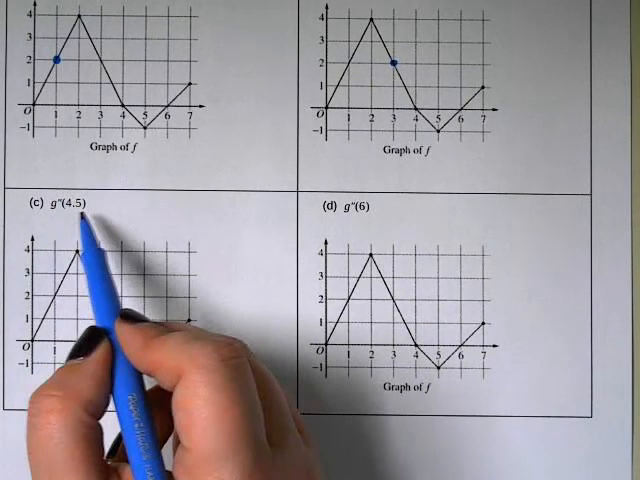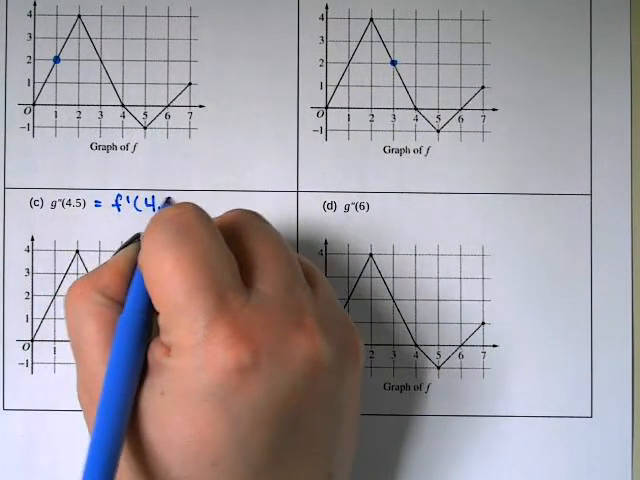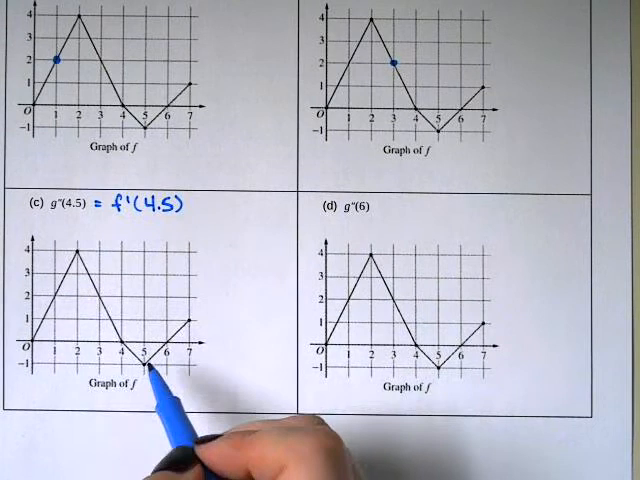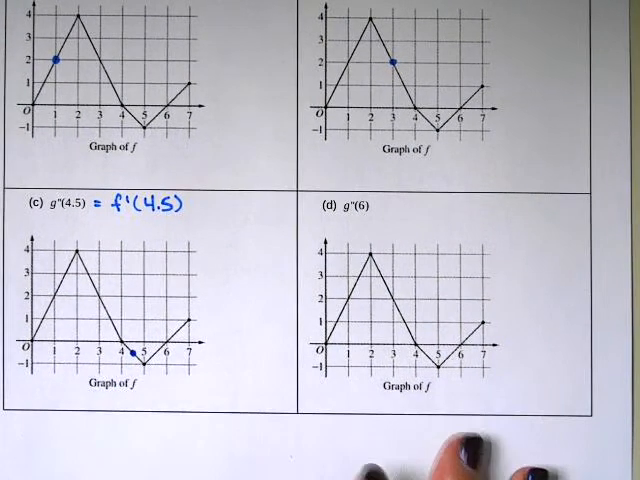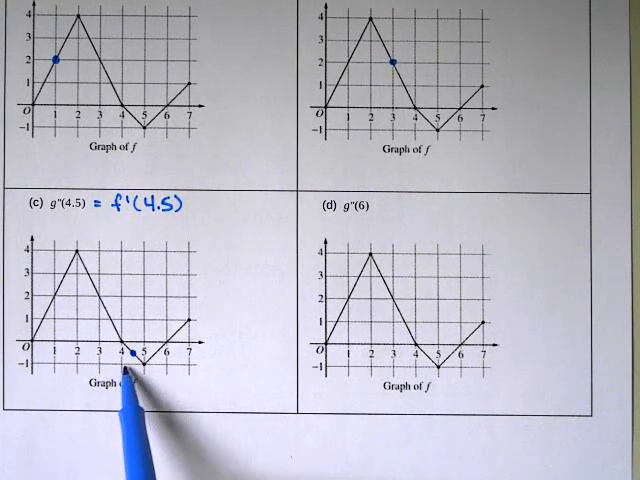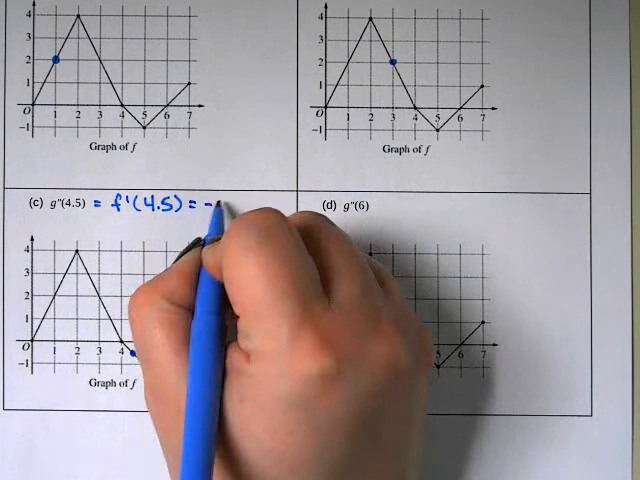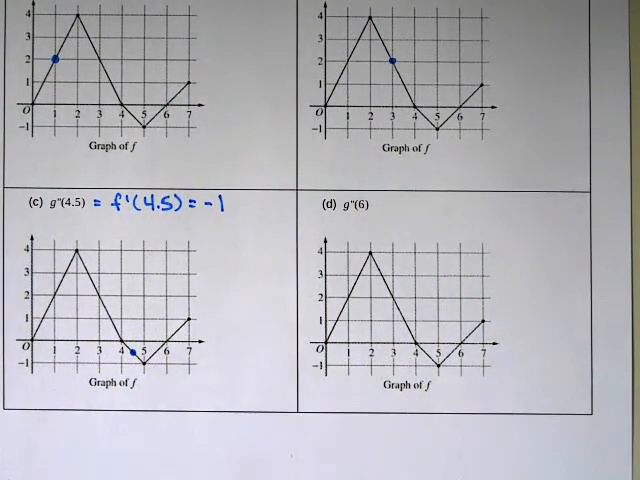G double prime of 4.5 means we want f prime of 4.5. So we want the slope of f at x equals 4.5, which is roughly right here. But the slope of this line segment right here is clearly down 1 over 1, so it's negative 1. Alright, I'm going to leave part D so that we can talk about it in class. So I left a couple on each page for us to be able to pull it together and talk about.